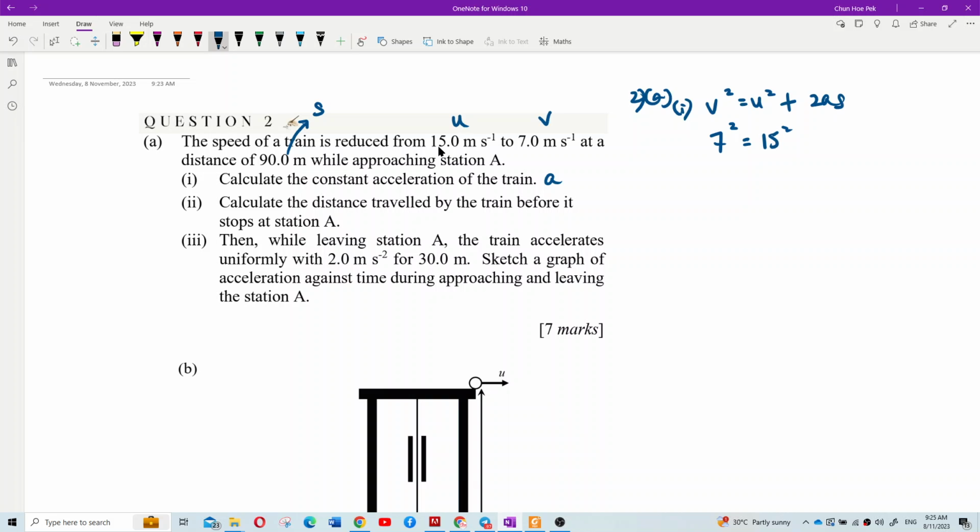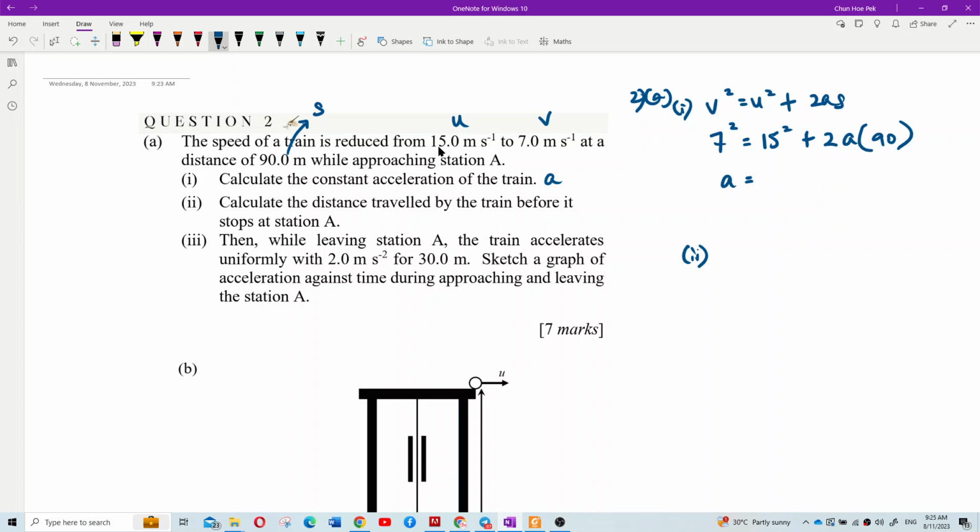So 15 square plus 2AS. S is 90 meter. Okay, so what is the A? So let's find out lah. Later only we refer to the answer.